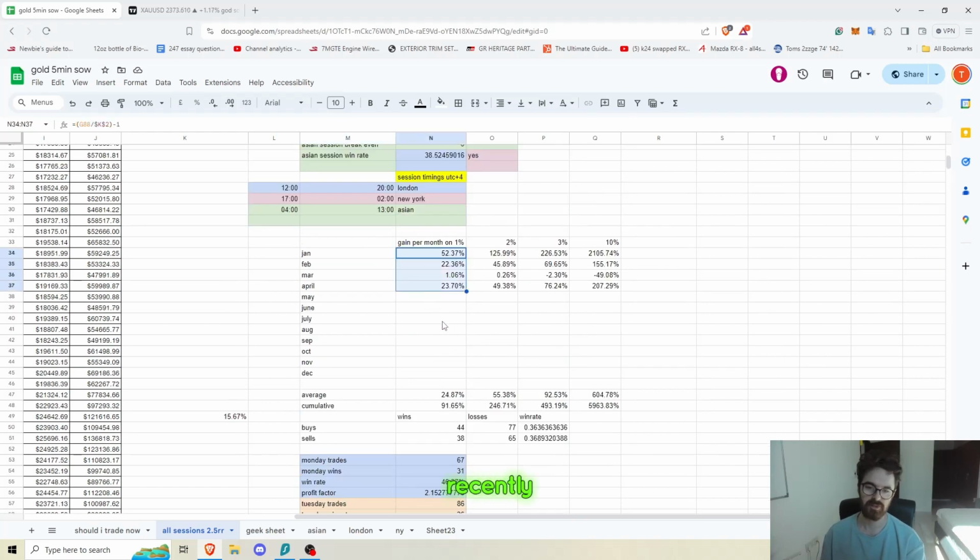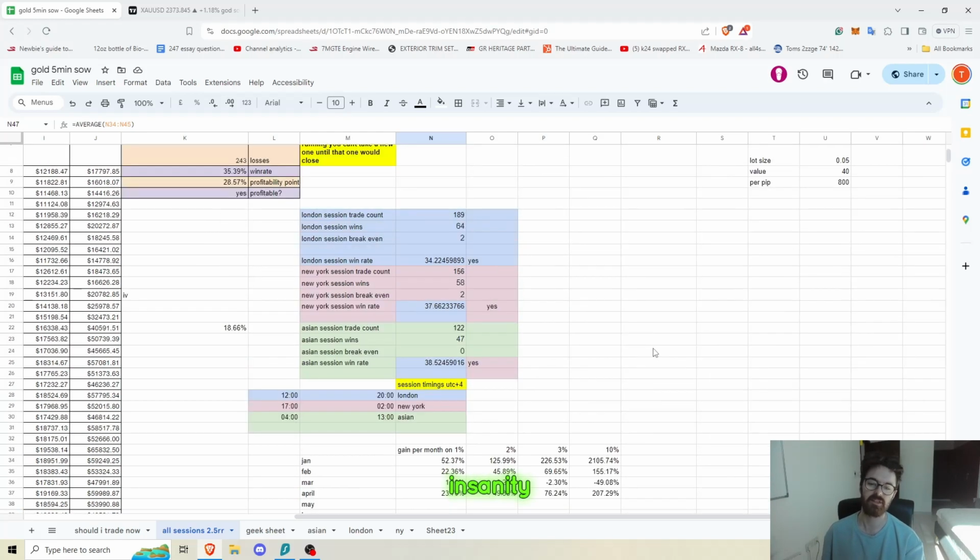You can see that recently we've been averaging between sort of February and April, which I would see as more normal months, we've averaged 23%. And because of this month and this month, again, it equals out to 20%. And you see that our average at 1% risk per trade has been 25% gain per month. Our average at 2% risk per trade would be 50% per month. At 3% it would be 92% a month, and at 10% it's 600% a month, but that's insanity.